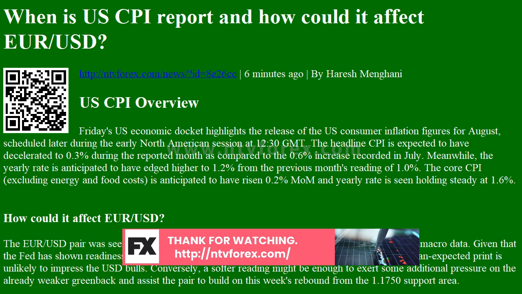Conversely, a softer reading might be enough to exert some additional pressure on the already weaker greenback and assist the pair to build on this week's rebound from the 1.1750 support area. Meanwhile, Pablo Piovano, NTV Forex's own analyst and editor, offered a brief technical outlook and provided important technical levels to trade the EUR/USD pair.